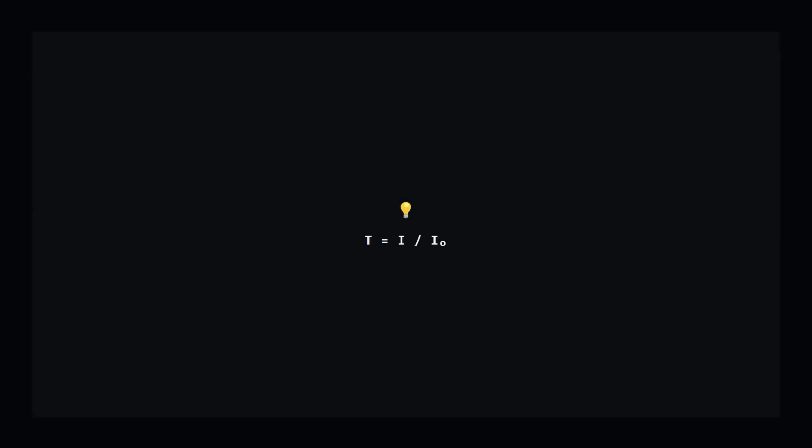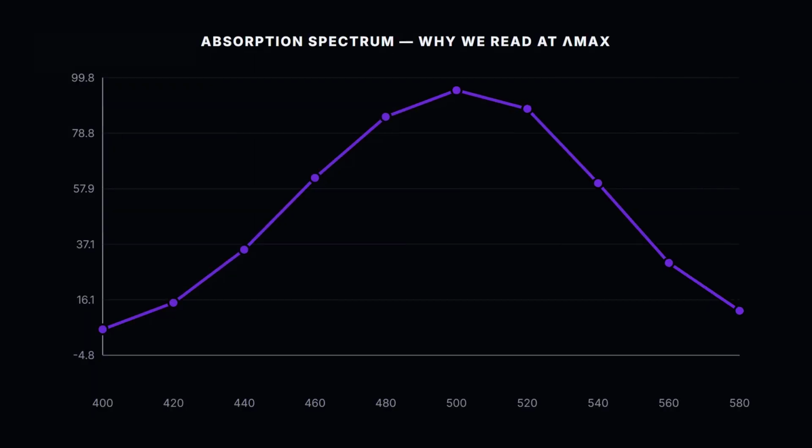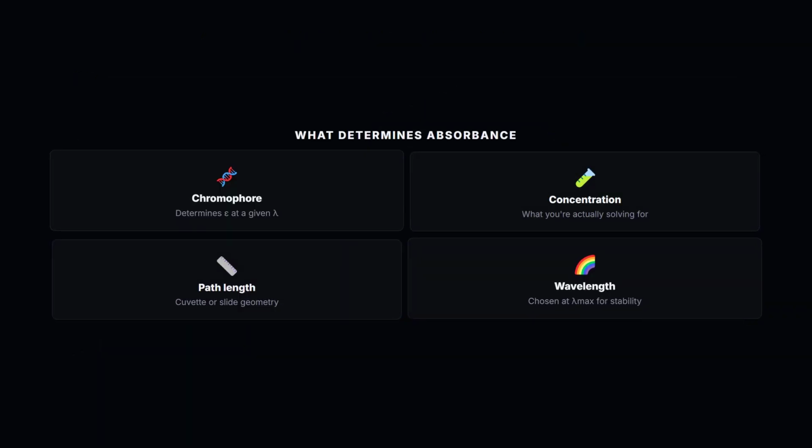The other half of the picture is transmittance, the fraction of incident light that actually makes it through your sample to the detector. Transmittance equals the light intensity leaving the sample, divided by the intensity that entered it. Every chromophore has an absorption spectrum, a curve of absorbance across wavelength, and every method is built around its peak, lambda max. That's not arbitrary. Sensitivity is highest there, and critically, the curve is relatively flat at the peak, so small wavelength drift barely changes your reading. So 4 things determine every absorbance reading you'll ever see on a chemistry analyzer: the chromophore's identity, its concentration, the path length of the cuvette, and the wavelength you chose to read it at.